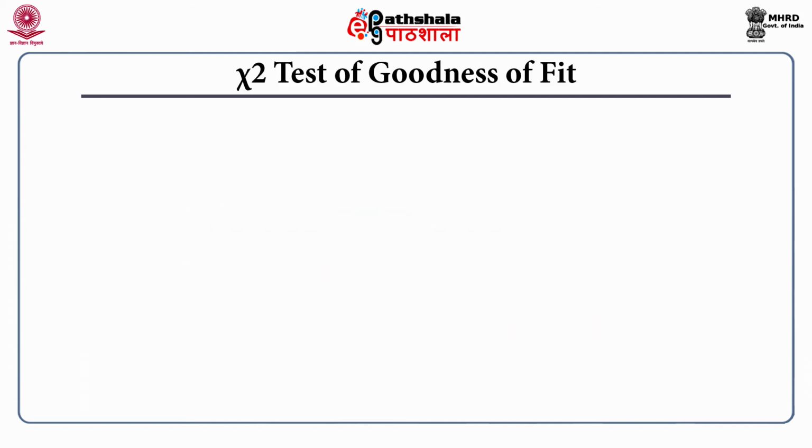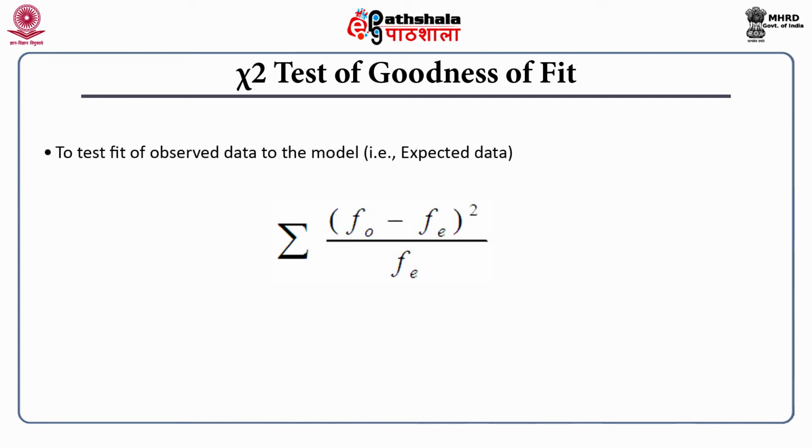The next chi-square test is the chi-square test of goodness of fit, which I told you is similar to regression. If you have a model to test, it is about the fitness of your model with your data. To test the fit of observed data to the model or expected data, the test of goodness of fit is used. The formula is very similar to the earlier test: sigma of Fo minus Fe whole squared divided by Fe, the exact same formula, where Fo is the observed frequency and Fe is the expected frequency.